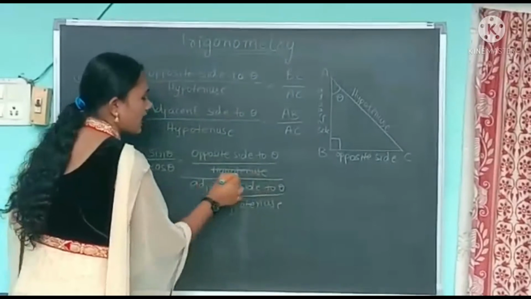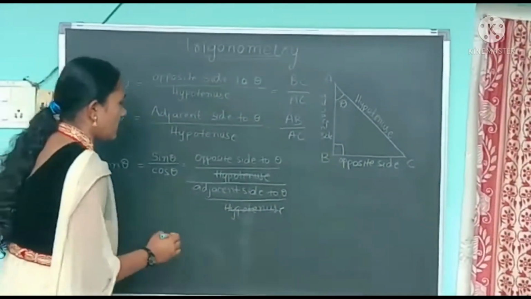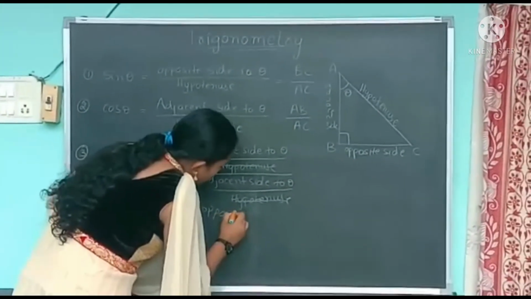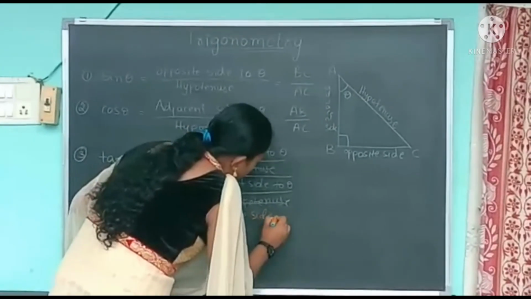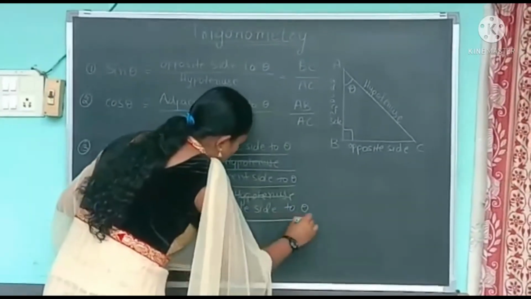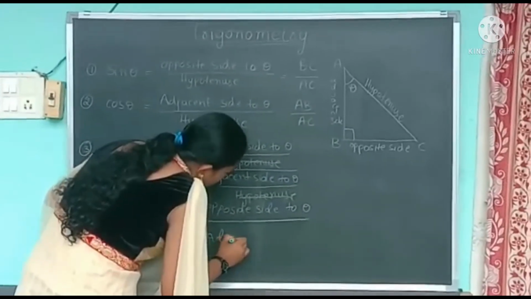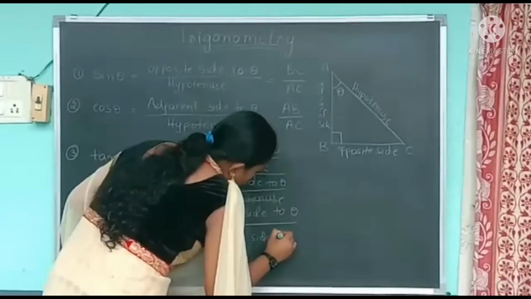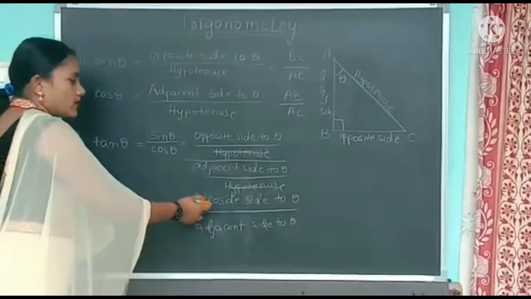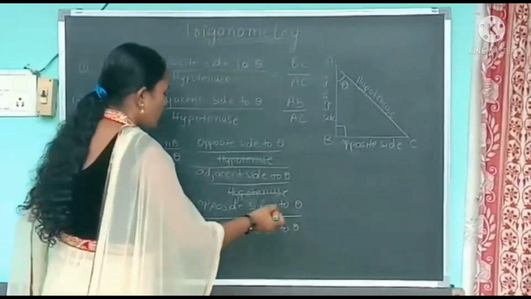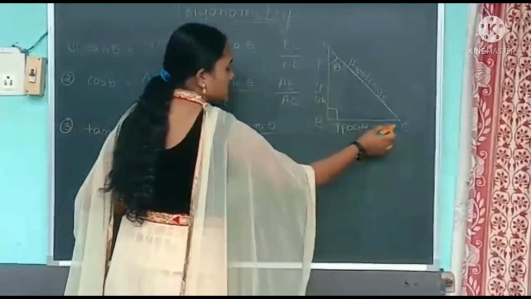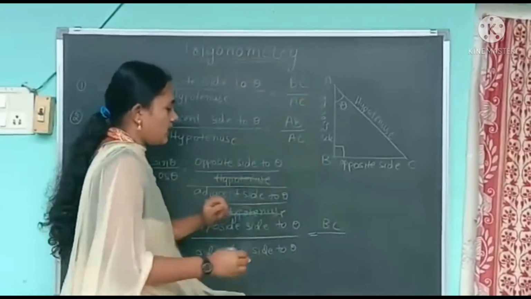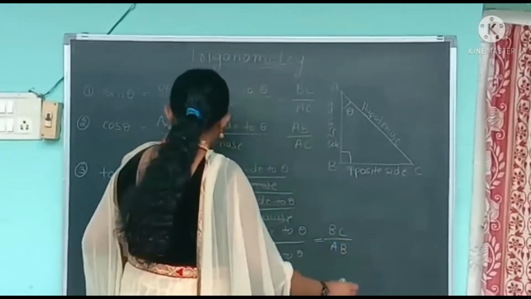So this hypotenuse will get cancelled and the remaining will be the opposite side to theta by the adjacent side to theta. So tan theta is the opposite side to theta by the adjacent side to theta. What is the opposite side to theta? BC. And what is the adjacent side to theta? It is AB. So BC by AB is tan theta.